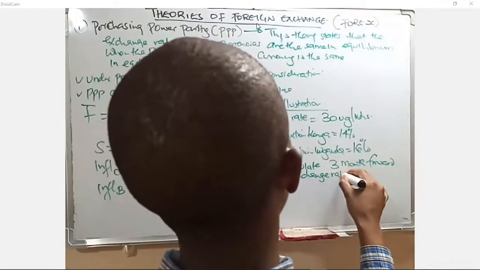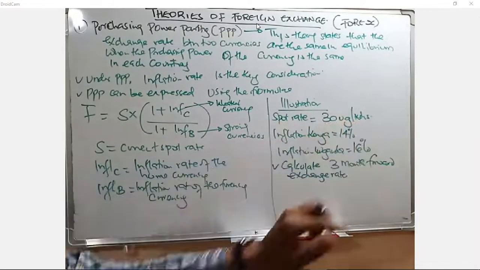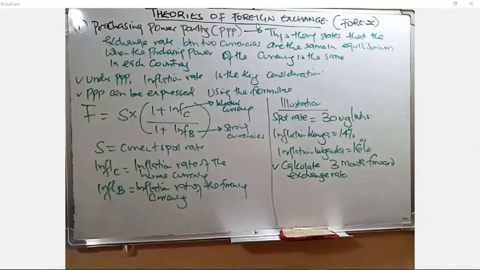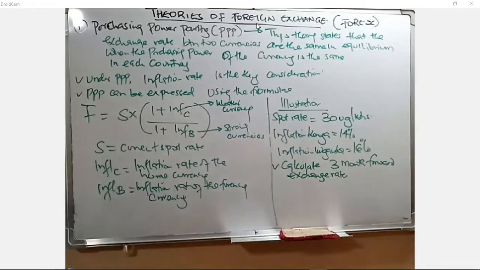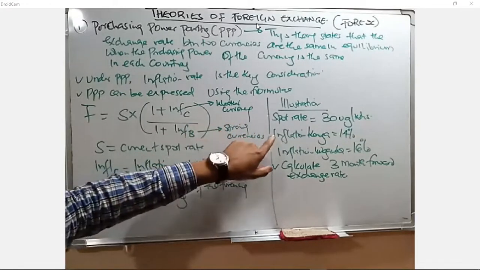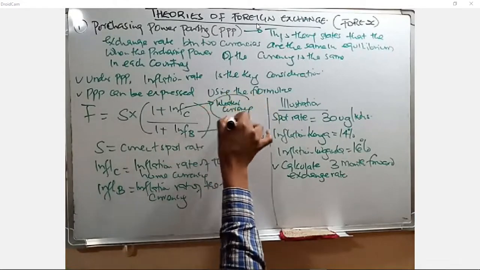Forward exchange rate. Remember, the spot rate you are given is 30 Ugandan per Kenya shilling. And then you are given the inflation. Cecilia, if you are in class today, can you tell us the weaker currency between Kenya and Uganda based on the inflation given in our example? Which is our weaker currency there? Uganda. Uganda, very good. So the weaker currency here will be Uganda.